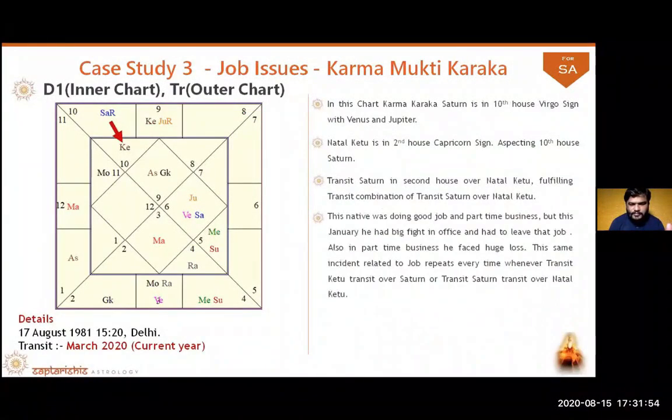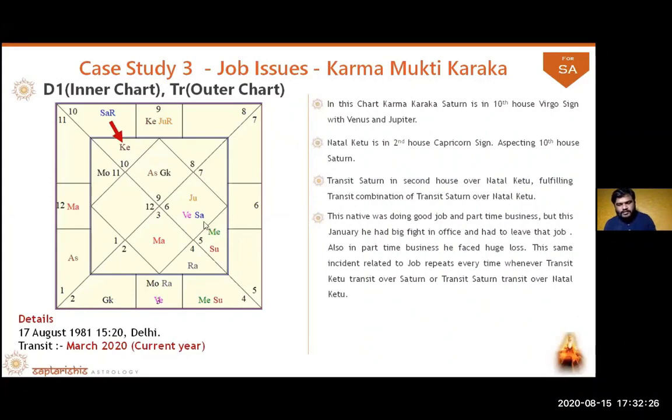Like this chart. In this chart, as you can see, Saturn is in the 10th house in Virgo sign. So we can roughly predict that whenever transit Saturn is on natal Ketu, it means a problem with karma. But what kind of problem can you say? For that we have to use nakshatra and sign also.